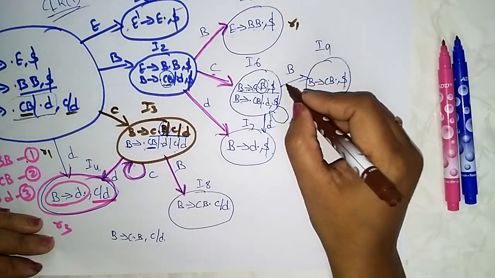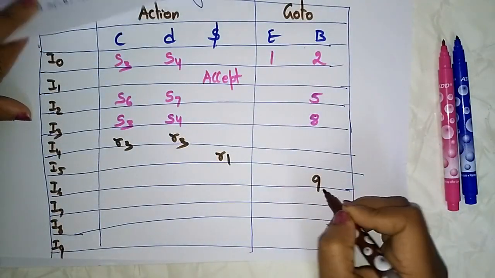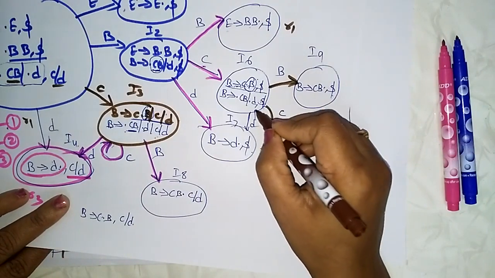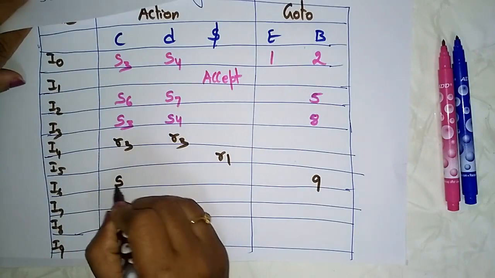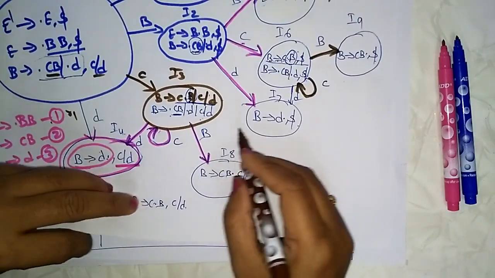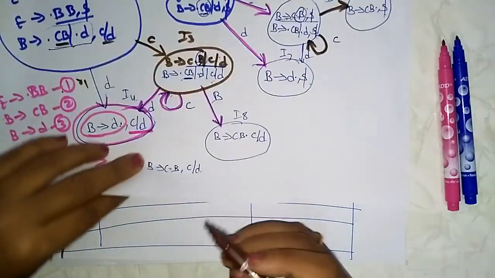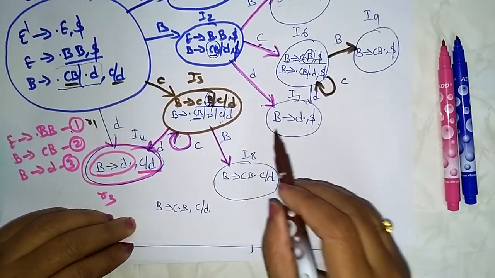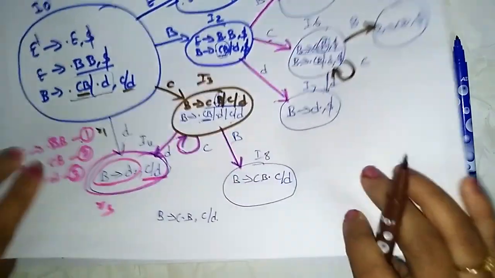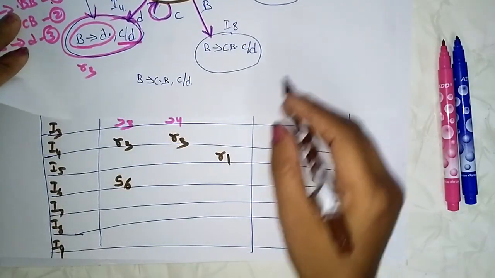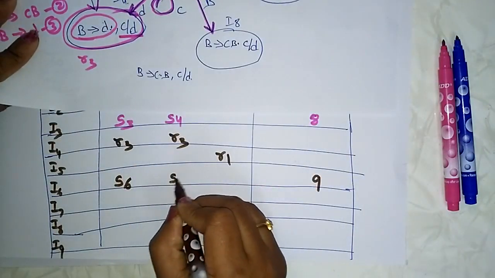Next I6. So I6 on B is going to I9, so on B you need to write 9. And on terminal C it is going to I6 only, so S6 you need to write under C. And on D it is going to I7, so under D, S7. D, comma dollar, it's going to S7.